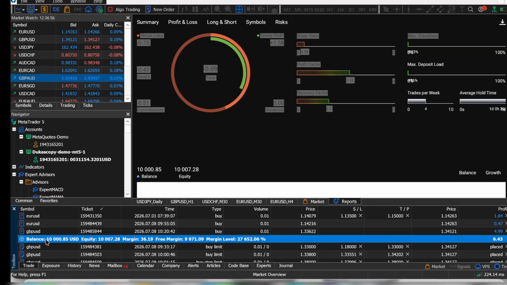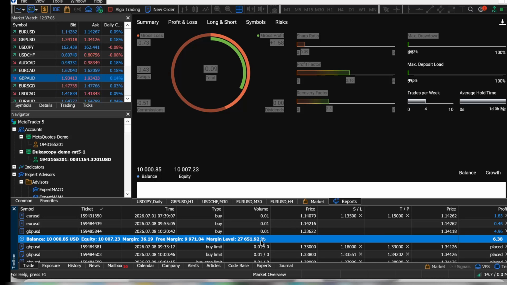Firstly, at the top of your account summary, you will notice the term balance. This represents your account balance, essentially serving as a snapshot of your account's starting value before considering any open positions' profit and loss. In other words, this is the amount you've deposited into your trading account.